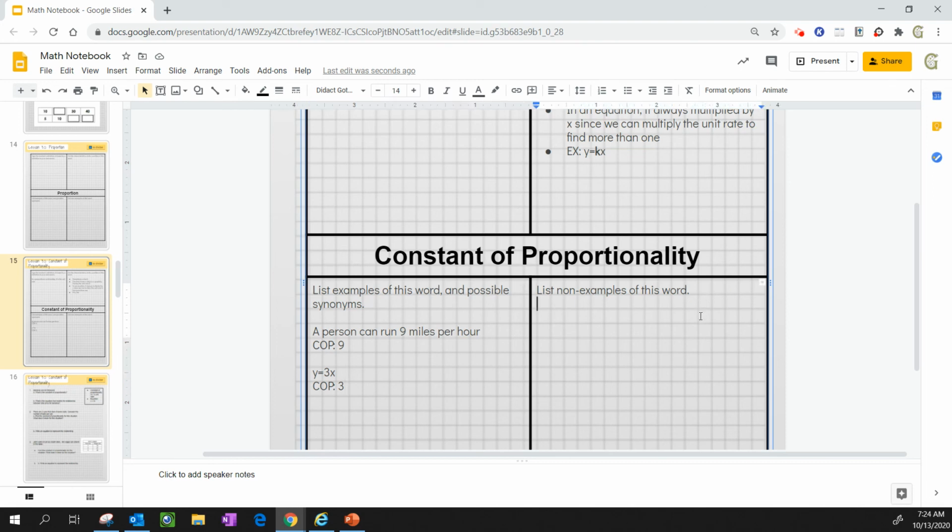So non-examples of this word are things that are not a unit rate there. So we'll go anything that is in the units, a unit rate. Okay. So that's going to be your basic idea.